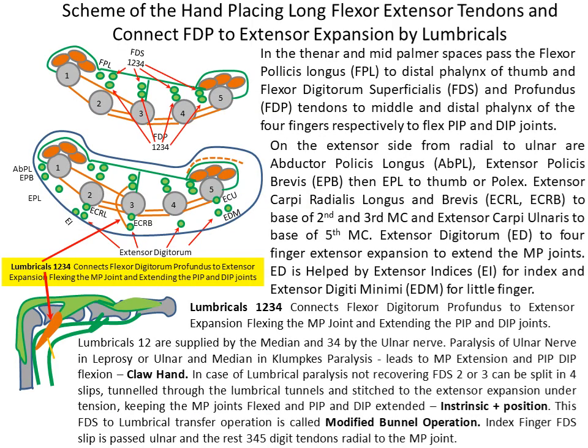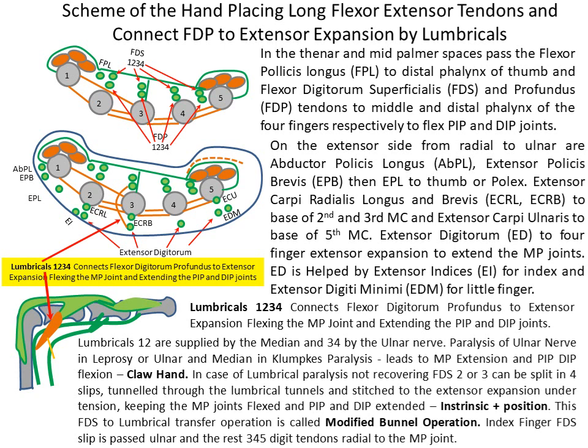Then, in the thenar and the mid-palmar space, pass the flexor pollicis longus tendon to the distal phalanx of the thumb, which is most radial, and then the flexor digitorum superficialis and profundus tendons, 4 of them, to the middle and the distal phalanx of the 4 fingers respectively to flex the PIP joint, FDS, flexor digitorum superficialis, and DIP joints, flexor digitorum profundus.